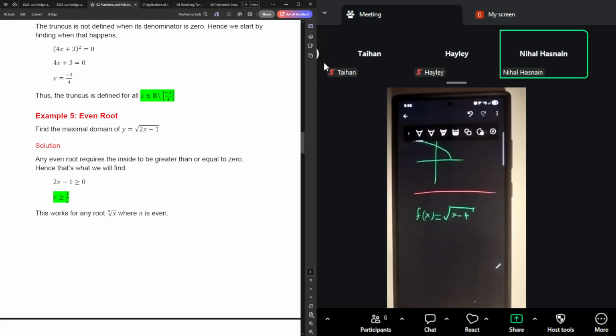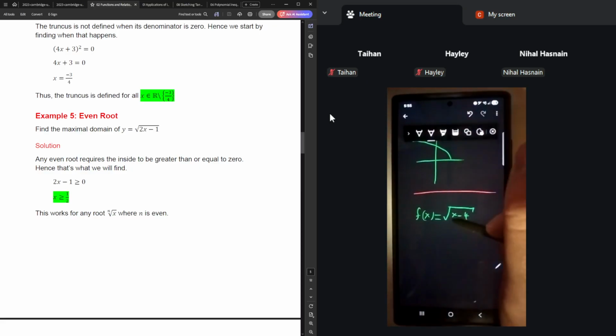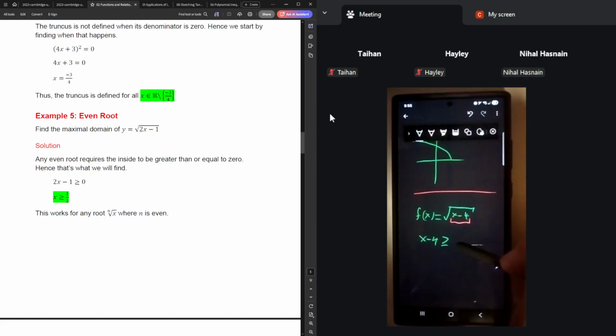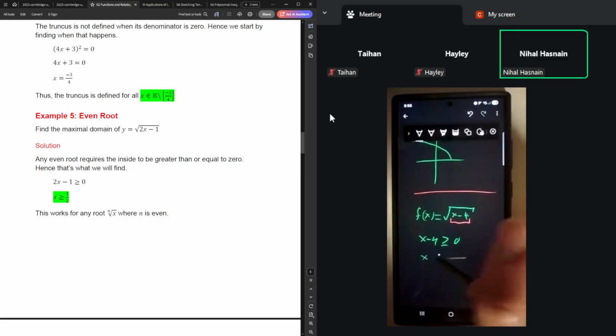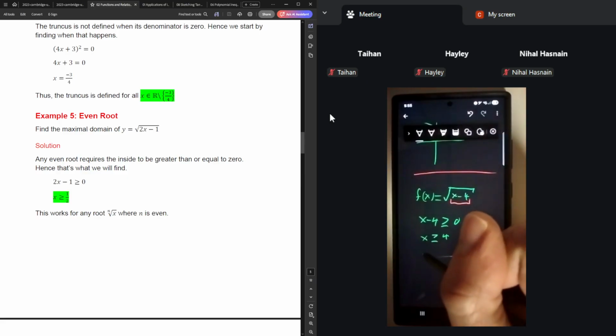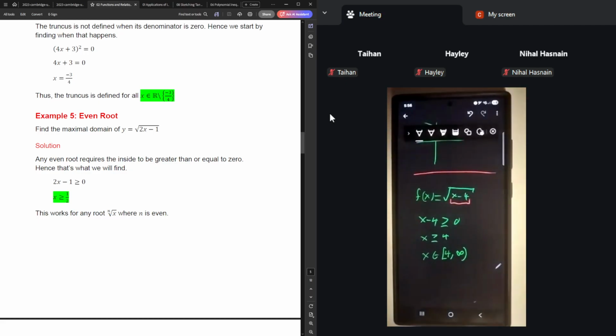Yep. So for square root, you have to get whatever's inside the square root to be greater than or equal to 0. Exactly right. So x minus 4 greater than or equal to 0. So x is greater than or equal to 4. Perfect. And then if you want to spruce it up a little bit, you can do your set notation. x is an element of 4 to infinity.